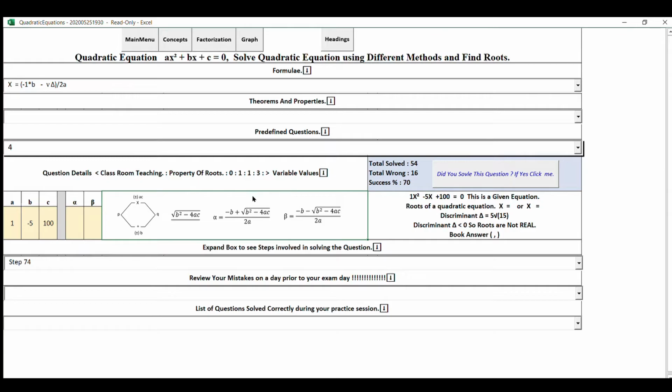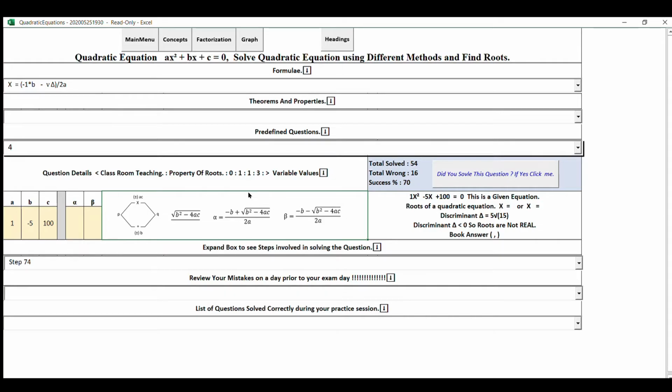Now, if b square minus 4ac is less than 0, what happens? Remember here, the square of any number is always positive. What is the square of 2? 2 into 2 is equal to 4. It's positive. What is the square of minus 2? Minus 2 into minus 2 is equal to 4. So a square number can never ever be negative.